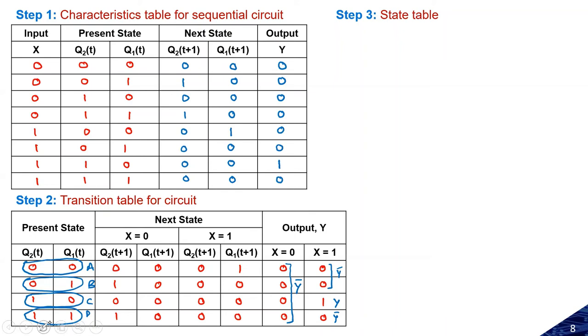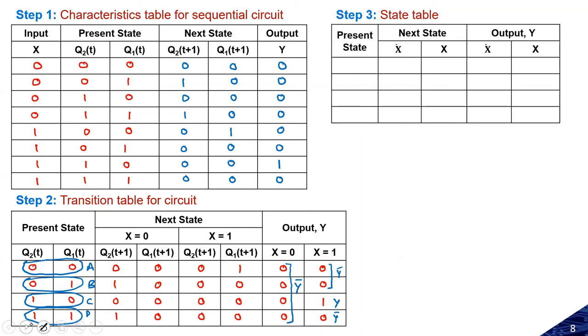So let us try to see what state table I can prepare based on this one. The present state has 4 possibilities. What are those possibilities? A, B, C, and D. These A, B, C, D are decided based on the Q2, Q1 combination for the present state. If it is 0, 0, I will consider it as A. If it is 0, 1, I will consider it as B. If it is 1, 0, I will consider it as C. And for 1, 1, I will consider it as D. So this is how we can define this.